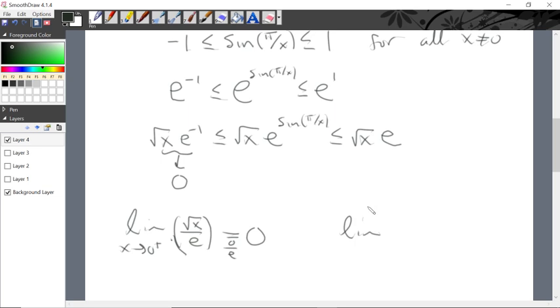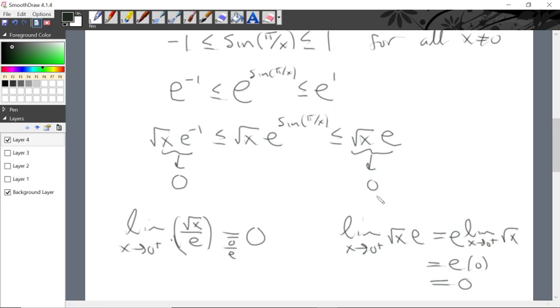And on the right, the ceiling, we have the limit as x approaches 0 from above of the square root of x times e. That is going to 0 times e. E is just a constant, so we can factor out the constant: e times the limit as x approaches 0 from above of the square root of x. So this is e times 0, which is equal to 0.